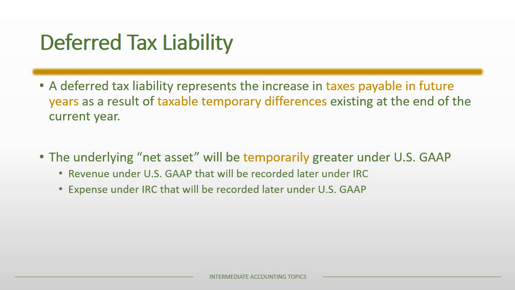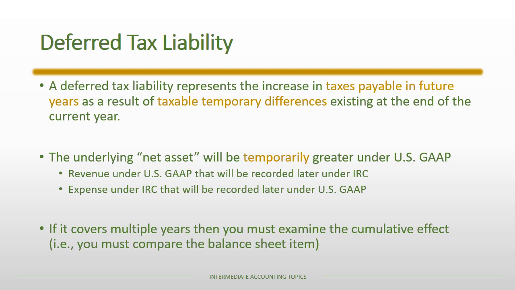As an example of the expense, prepaid expenses are kind of a common one, where there may be a prepaid expense on rent. Of course, the net asset is created under US GAAP, but it's expensed immediately under the Internal Revenue Code. And so we have an expense under the Internal Revenue Code this year that will not be recorded as an expense until later under US GAAP.